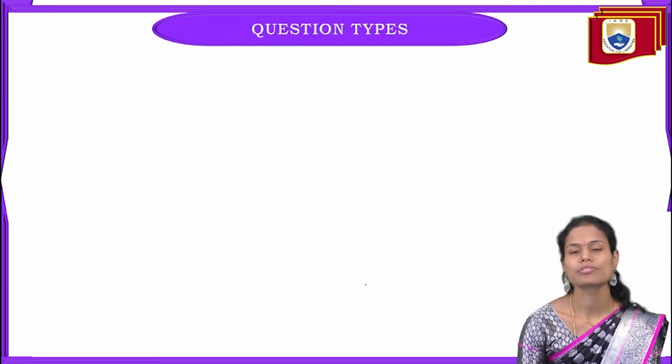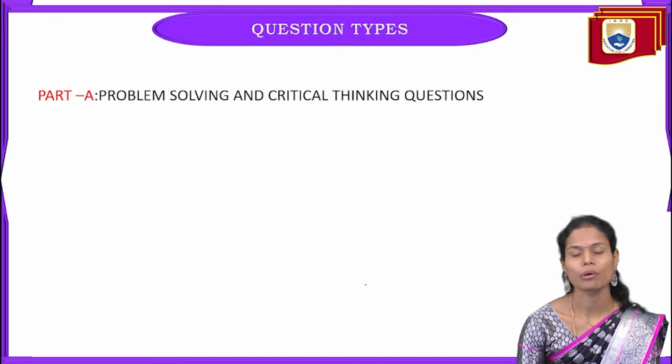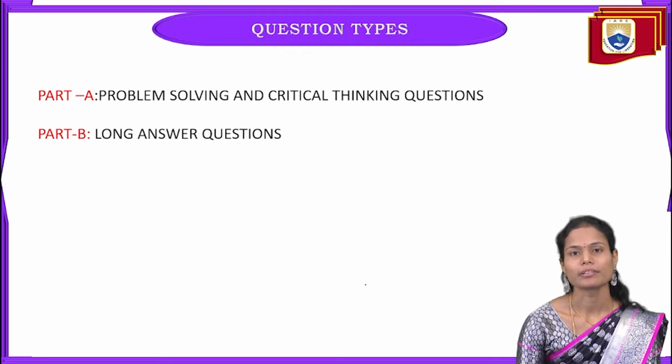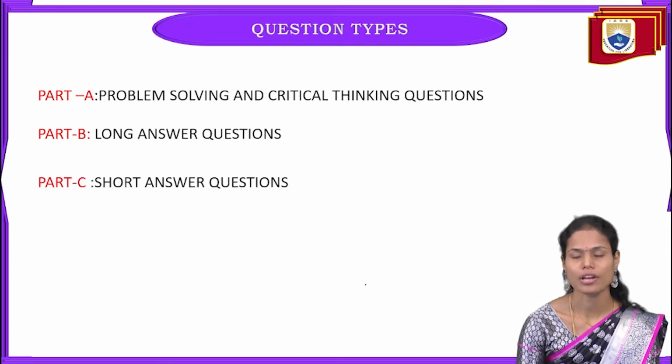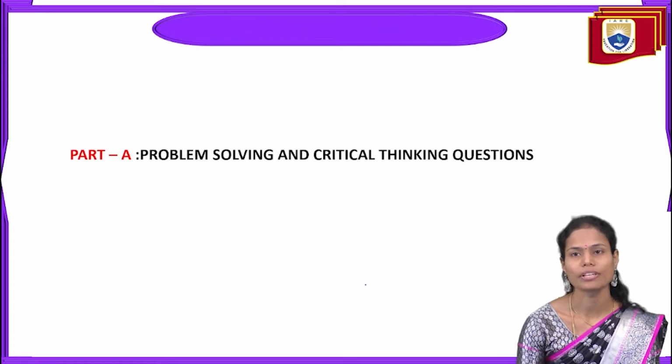In these questions, we are having three types of questions. The part A belongs to the problem solving and critical thinking questions. And the part B belongs to the long answer questions. And the part C belongs to the short answer questions. So I am moving to the part A, that is the problem solving and critical thinking questions. In this, we are having a total of 10 questions.